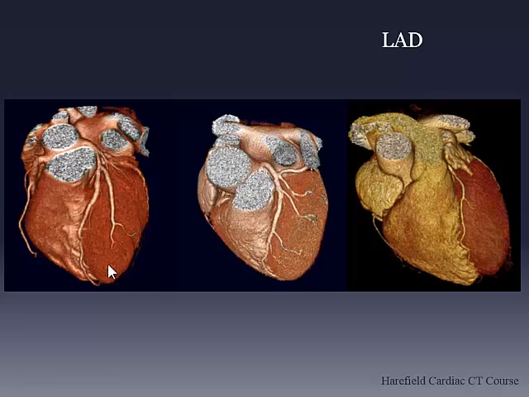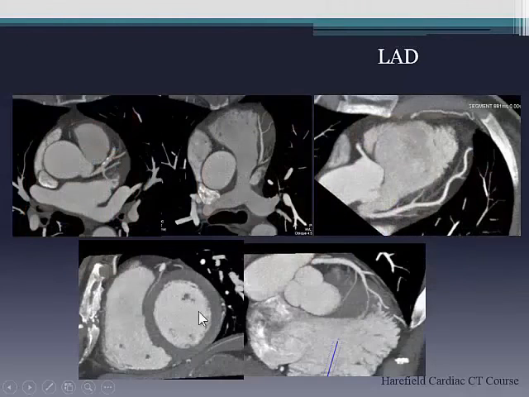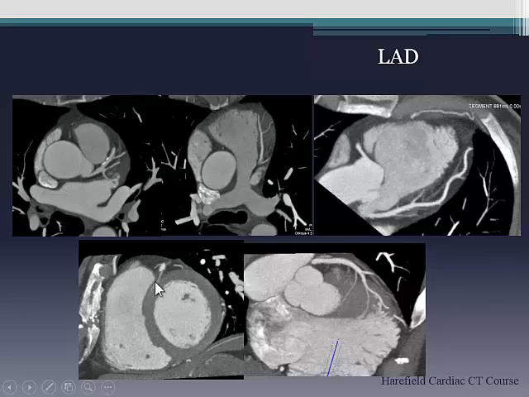I'd encourage you to take pictures and send them on your reports, because often a picture says a thousand words. You can get your point across much quicker just by showing people what you mean rather than trying to describe it in five million words. Okay, so here you can see the LAD running in the interventricular groove. Just here, you can see it. It's giving off a big septal branch in this case.